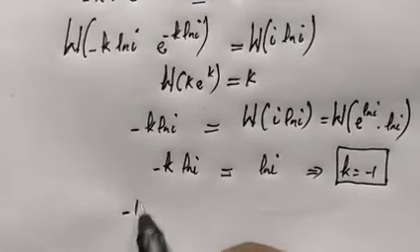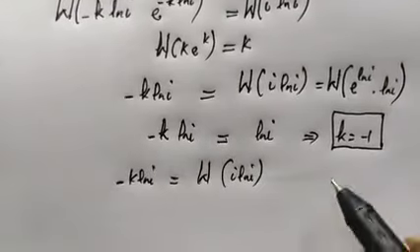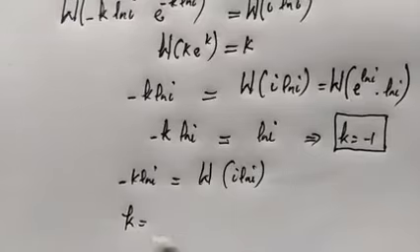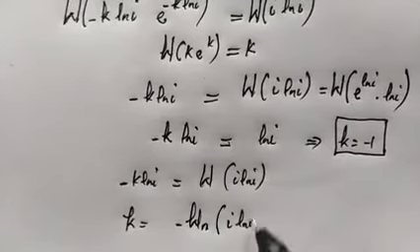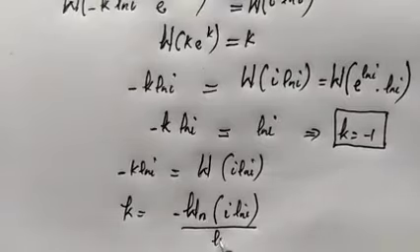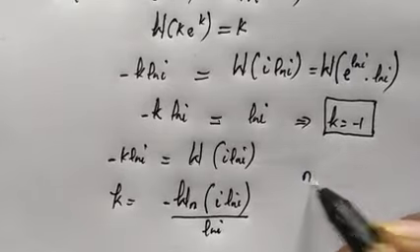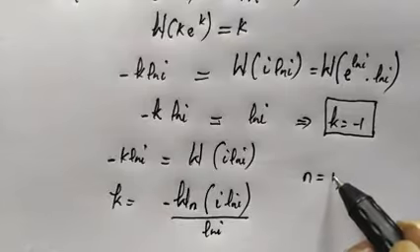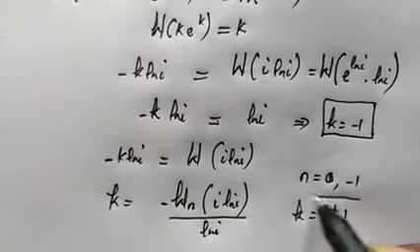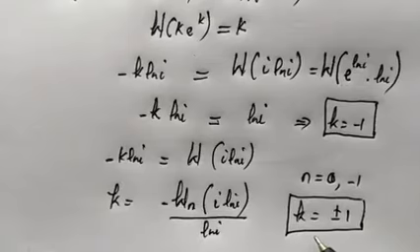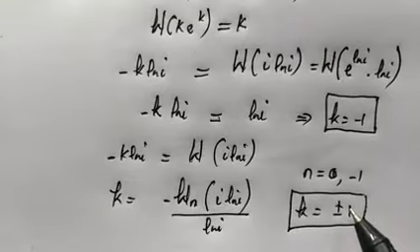From -k ln of i equals the W of i ln of i, divide both sides by -ln of i, so we get k is equal to -W with a subscript of n, where n is an integer, of i ln of i, then divided by ln of i. At some branches of this Lambert W function, where n is equal to 1, n is equal to 0, and n is equal to -1, that's where we found our solutions plus or minus 1. But other branches will give us the complex solutions, which are infinitely many complex solutions that satisfy the given equation.